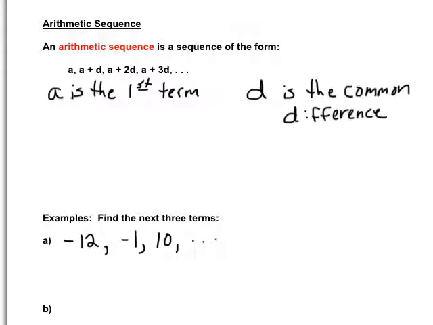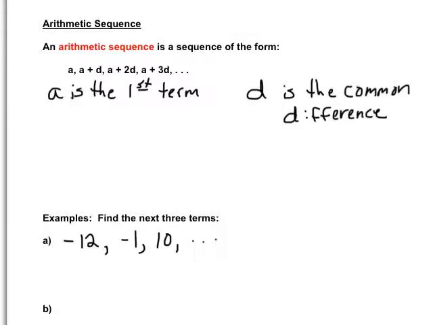The common difference is found by subtracting any term from its succeeding term. So it's the difference between the two terms, between a and a plus d, between a plus d and a plus 2d. So, for example, if we want to find the next three terms, I have negative 12, negative 1, and 10. The first thing you have to do is find the common difference, and then you add that common difference to each successive term. It's kind of common sense.